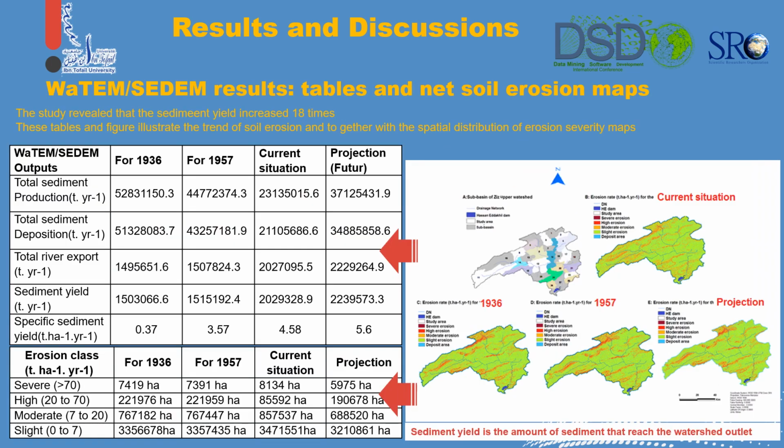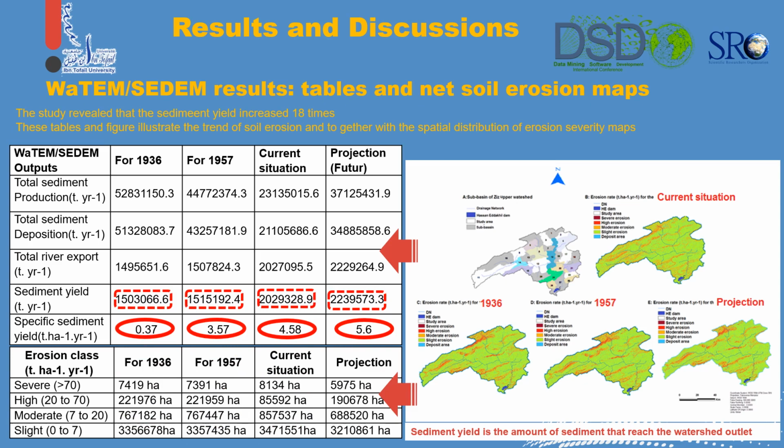WATEM-SEDEM gives two types of results, tables and maps. For the tables, it gives total sediment production, total sediment deposition and total river export, then sediment yield and the specific sediment yield.